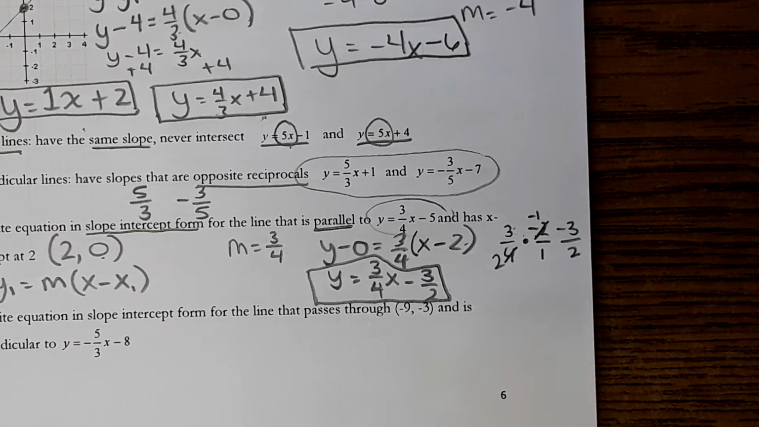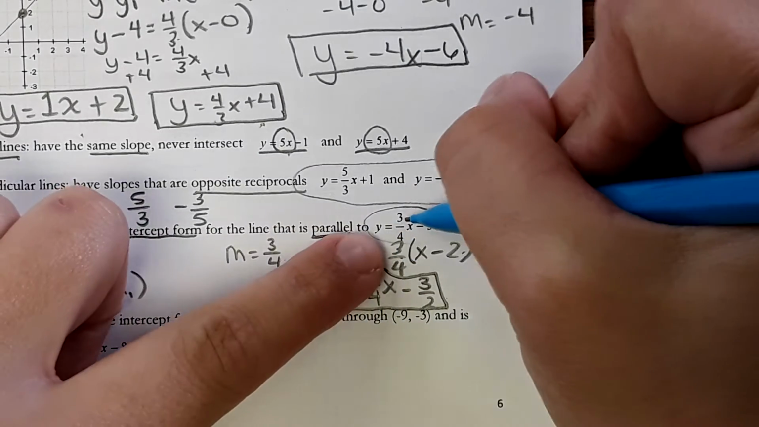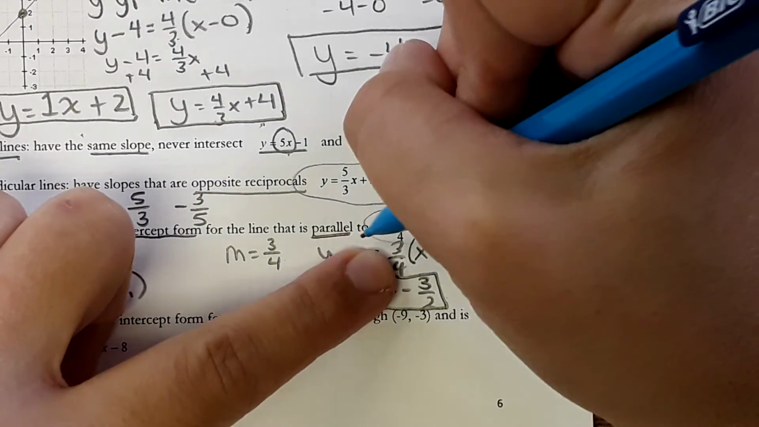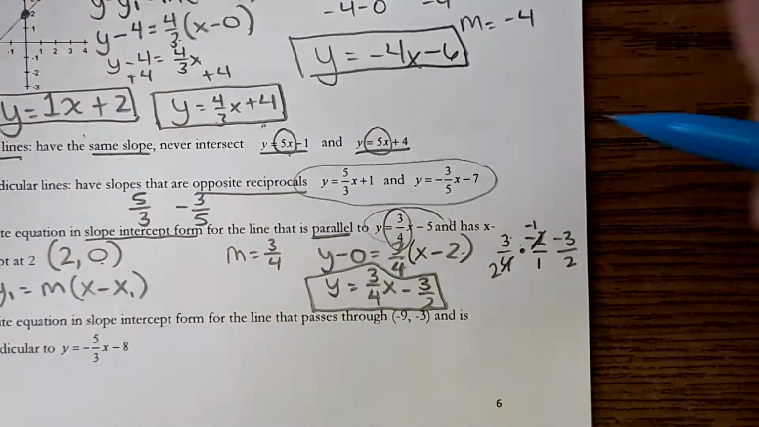When it says parallel in the question, what purpose does it serve? To tell you the slope. So it says parallel to this line, so you know you're just pulling the slope out of that equation.